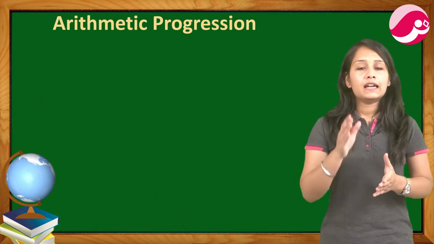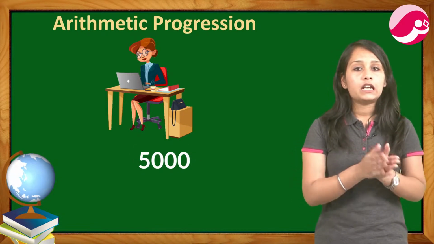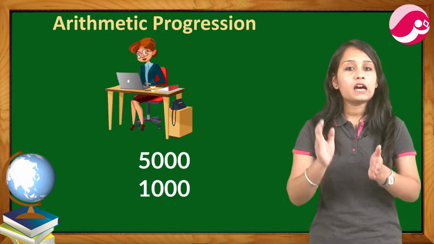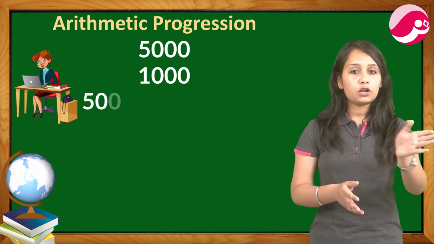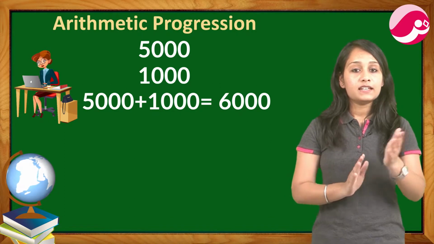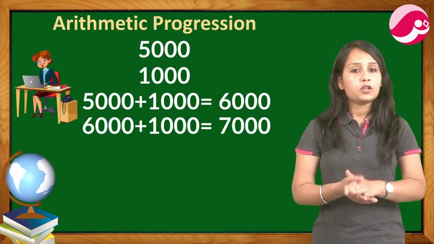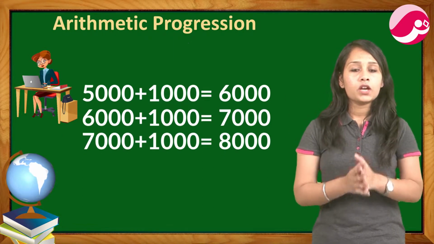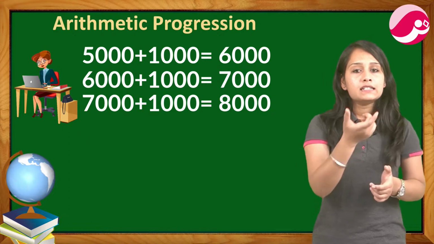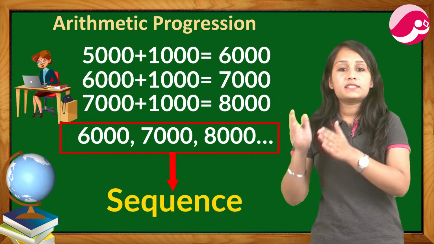अब सपोज गीता की जॉइनिंग सैलरी है 5,000 रुपीज. अब हर साल गीता का 1,000 रुपीज का इंक्रीमेंट आता है. सो गीता की फर्स्ट इंक्रीमेंट पे उसकी सैलरी हुई 5,000 प्लस 1,000 दैट इज 6,000. सिमिलरली सेकंड इंक्रीमेंट पे 6,000 प्लस 1,000 7,000 और ऐसे ही थर्ड इंक्रीमेंट पे 7,000 प्लस 1,000 8,000 एंड सो ऑन. सो यहाँ ये जो हमें मिल रहा है 6,000, 7,000, 8,000, this is called a sequence.